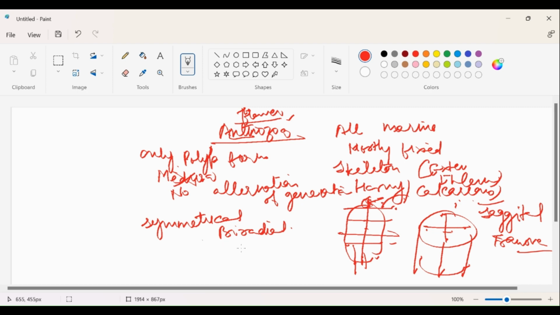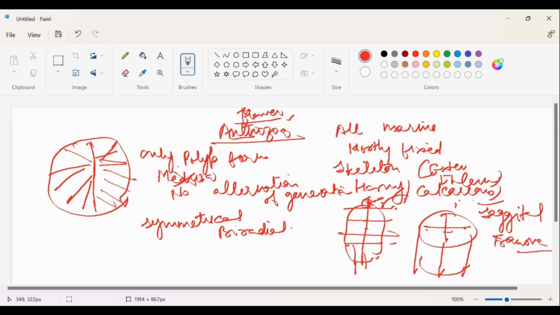Moreover, the biradial symmetry is hexamerous. So what is hexamerous symmetry? You can divide the whole body into two halves, and each half with six identical, corresponding parts, like this. This is your hexamerous biradial symmetry.